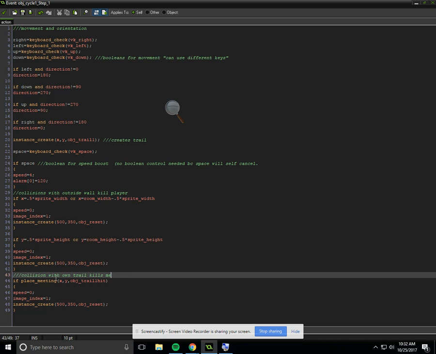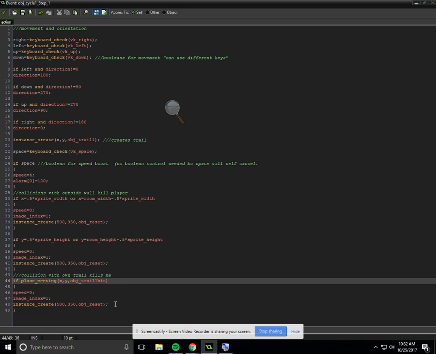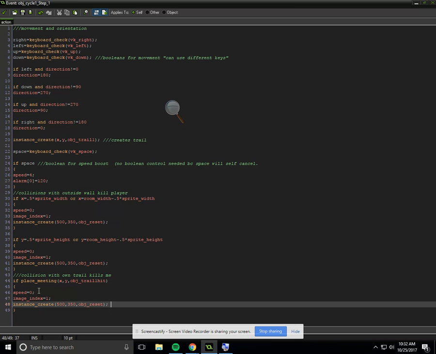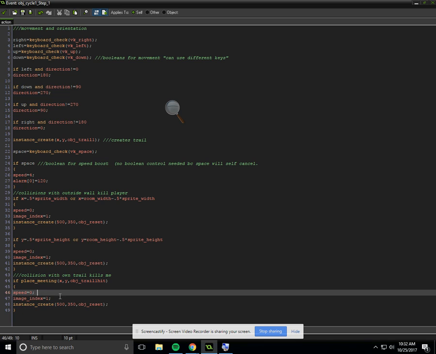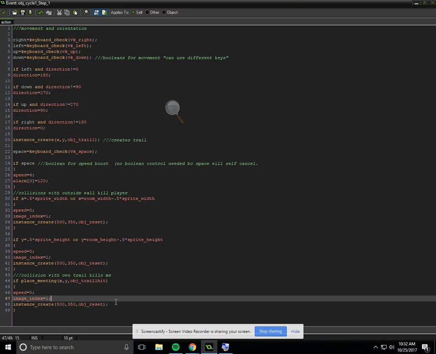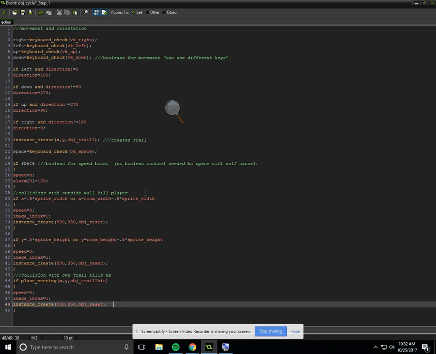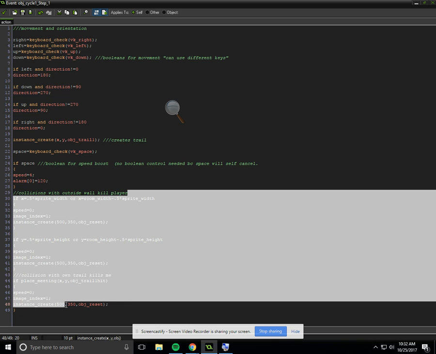So this says if place meeting XY object trail 1 hit. So I'll talk about trail 1 hit for a moment, but that's the basic concept of his own trail getting hit there. And if he hits it, then again, he does the same thing. He sets his speed equal to 0. He sets image index equal to the broken glass, and he spawns a reset button. So those are those things right together from about here on down.